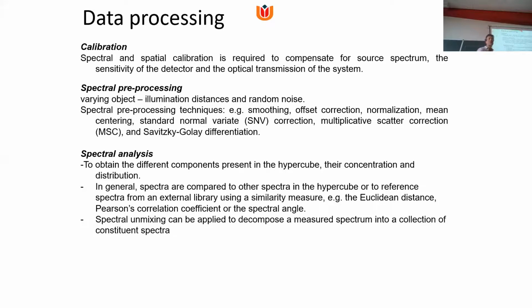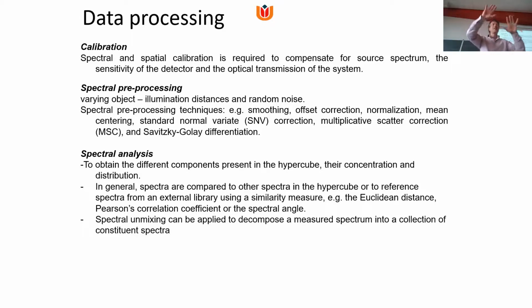And then we need to do the spectral analysis. And you've been working more in this phase of the whole process by looking at the signal. What was the light transport responsible for such a signal? Here we can find the different components, for instance, present in the hypercubes. As I showed you the hemoglobin, the bilirubin, their concentration, maybe the spatial distribution.